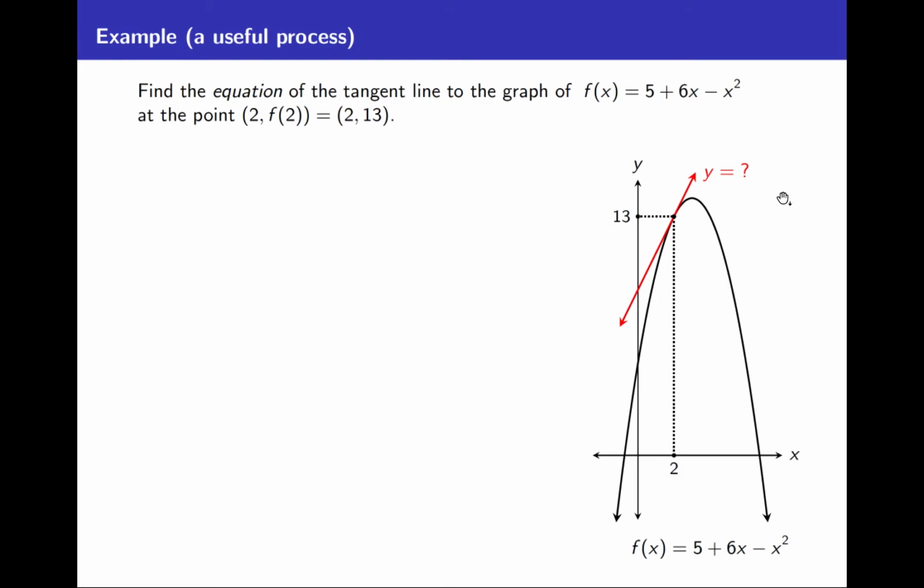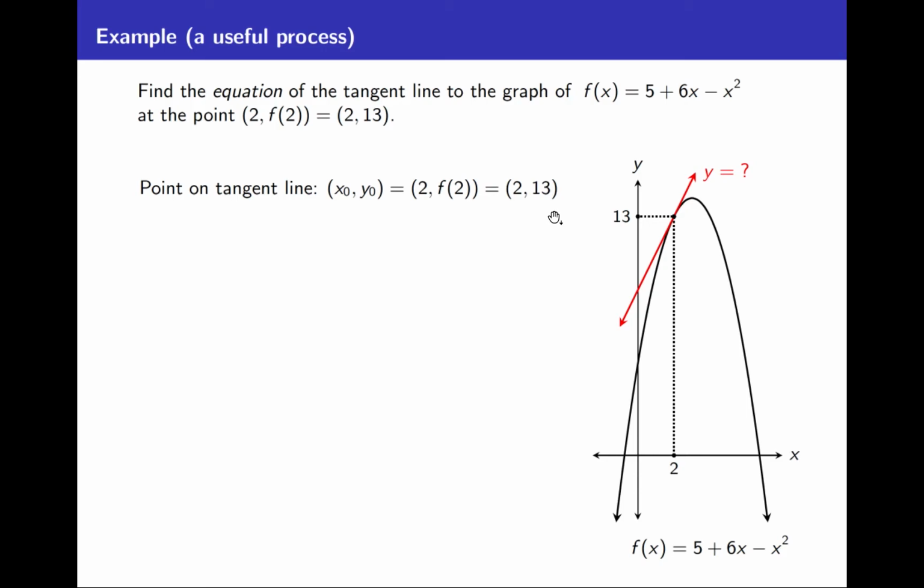So let's think about how we would do that. If you're finding the equation of a line, there are a number of formulas that you could use for that. And here we have a point on the line, 2, 13, and that might suggest that perhaps we could use the point-slope formula for the equation of a straight line. And you should be familiar with this from pre-algebra. We have this point on the tangent line, x naught, y naught, which is 2, f of 2, or 2, 13.